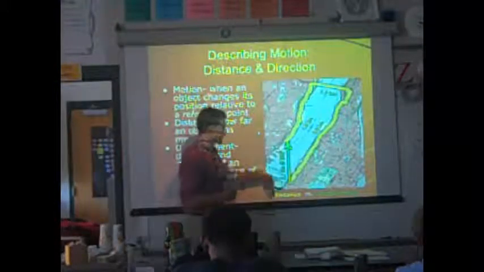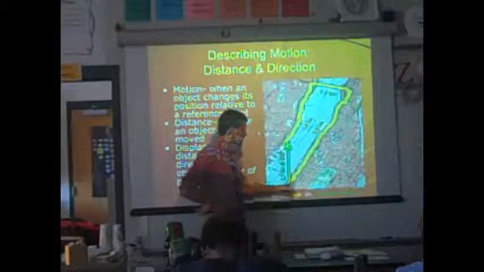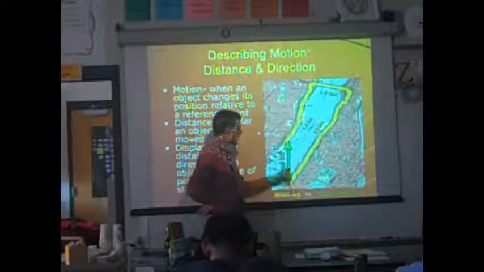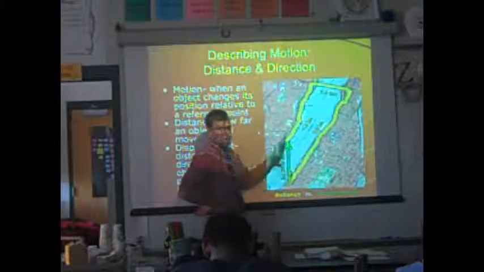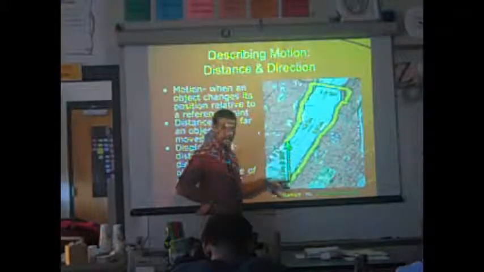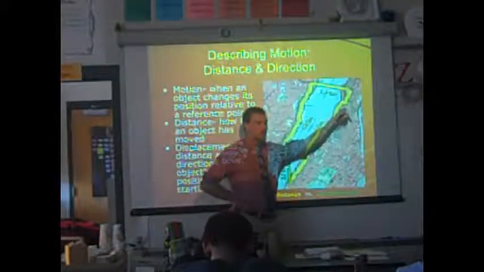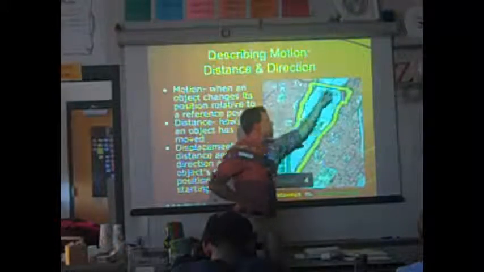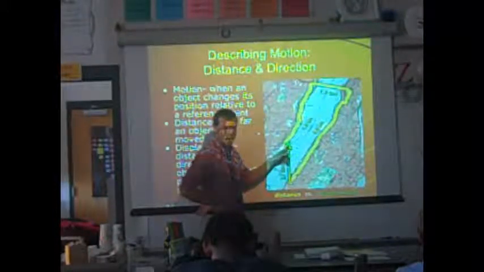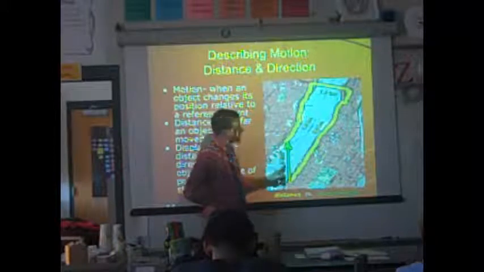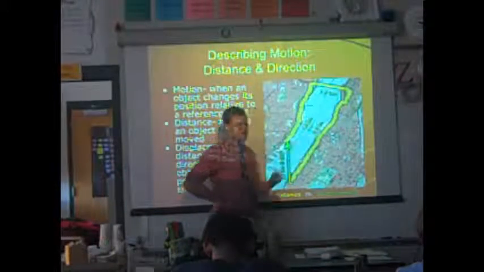If you look here, we've got a person who started at this point right here. They want to get across the river. The river's moving too fast, it's too cold, they can't swim across. They've got to walk, find a bridge, go across, and then come back down to the other side. What is the distance traveled by this person?